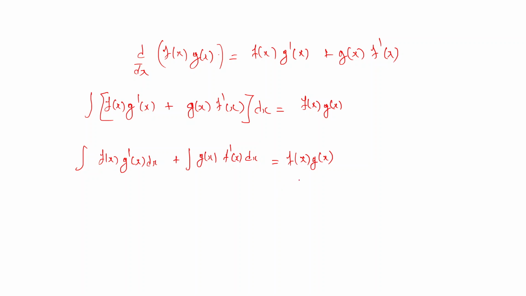Now if you call f of x as u and g of x as v, dv by dx will become what? g dash x. Agreed? So dv by dx is g dash x, and dv is g dash x dx. Agreed? So what is this one, g dash x dx? This is dv.